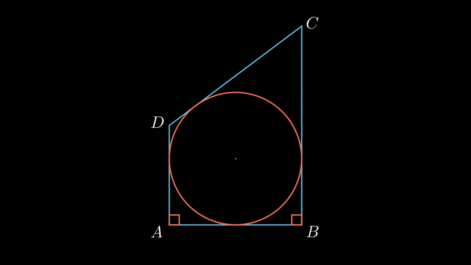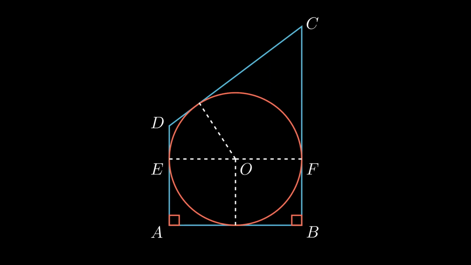Now, the best way to solve a geometry problem such as this is to draw all the lines that connect each and every point. So let's first draw the lines from the center of the circle to the points that it touches on the quadrilateral. Now let's label all the points.